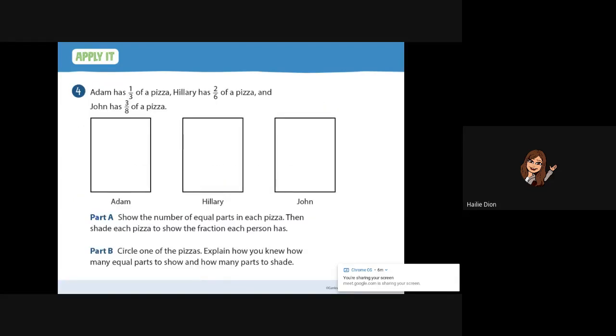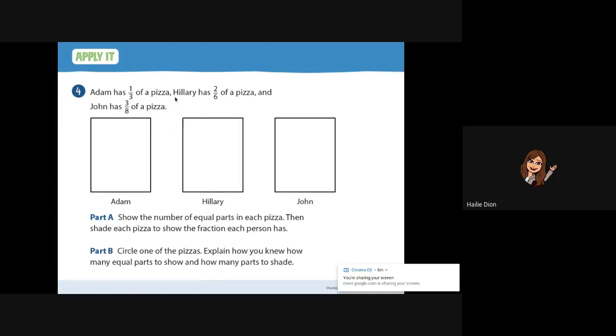Now, we're talking about pizza. Happy fractions. We're always going to be talking about pizza or pies with fractions. So, Adam has 1/3 of a pizza, Hillary has 2/6 of a pizza, and John has 3/8 of a pizza. Sounds like Adam, Hillary, and John are a little hungry if you ask me. But what we need to do now is you need to draw models. I would suggest doing it on another piece of paper so it's easier, of their different pizzas.